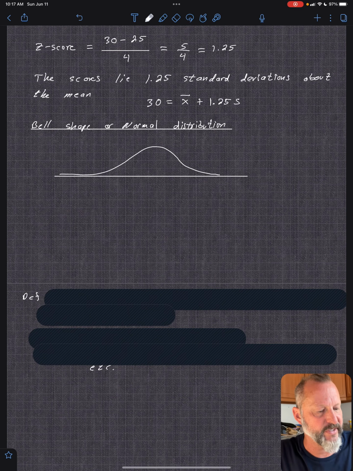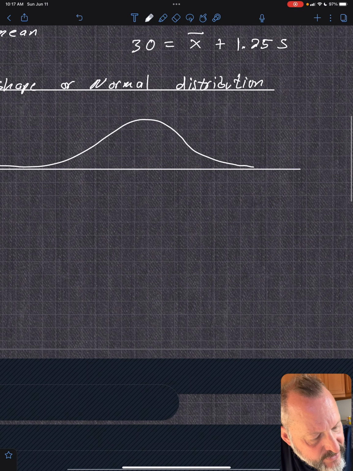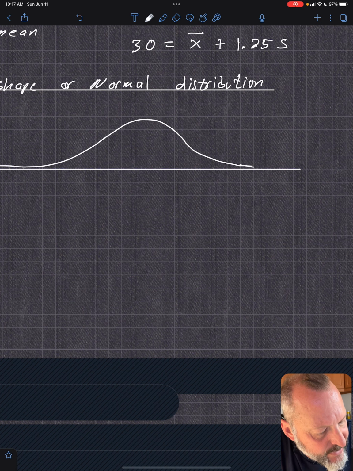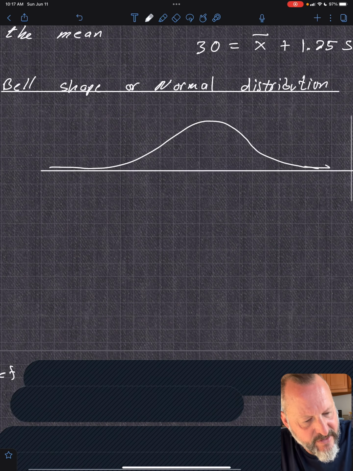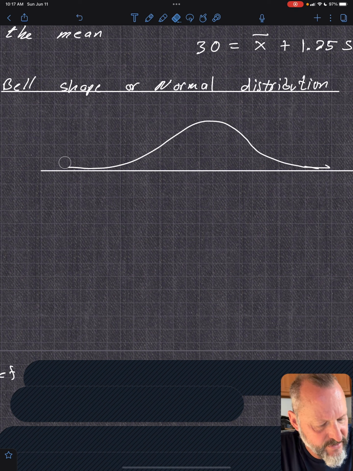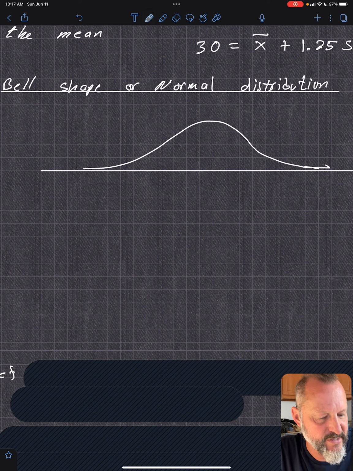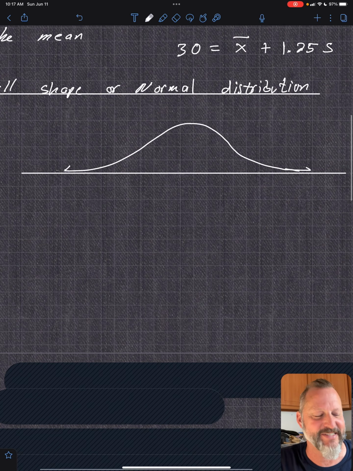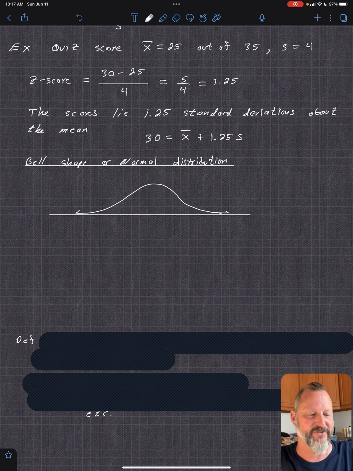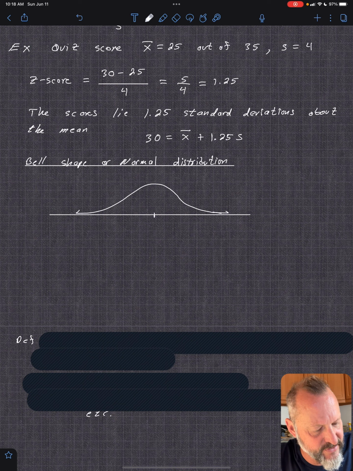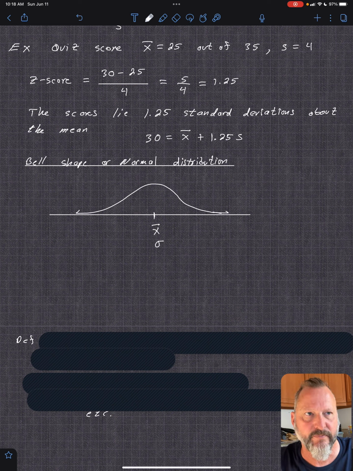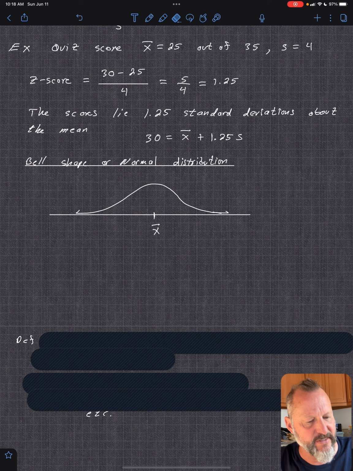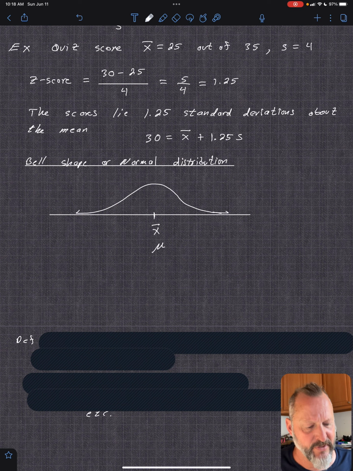It's symmetric, even though I didn't quite draw it symmetric, but it's symmetric about the mean. Looks like that. I can't help but do the little tail, little arrows, because normally you don't see it like that, but that's how you draw asymptotes. So it's asymptotic as you approach that. The center is always your mean, so that's your x bar or mu, depending on population or sample.